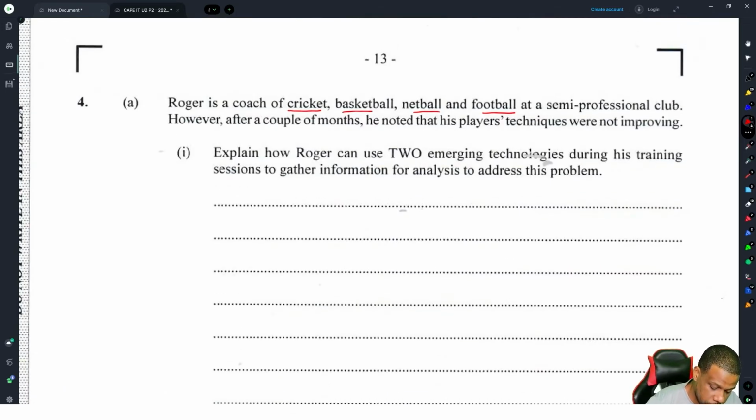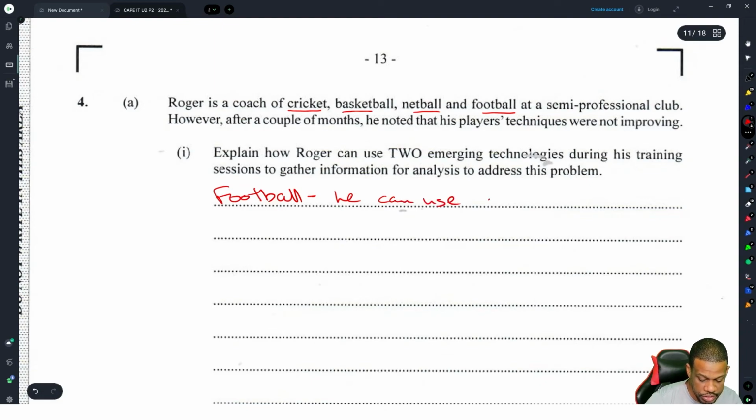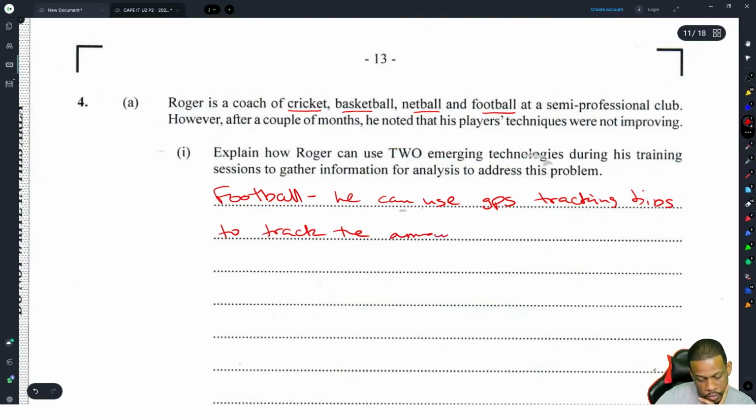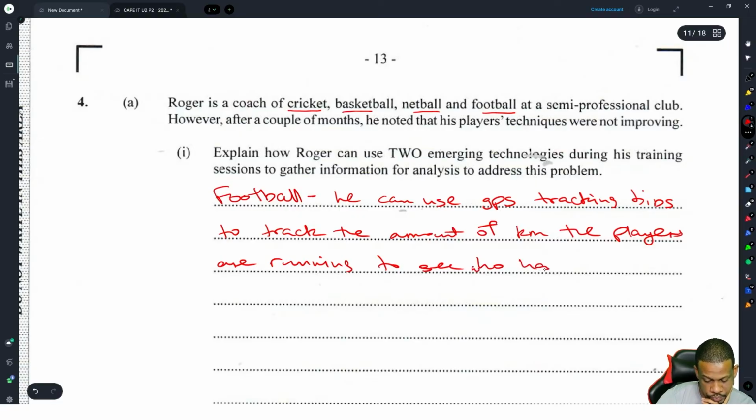Okay, for football, he can use GPS tracking bibs to track the number of kilometers the players run to see who has poor conditioning. Yeah, that's one.